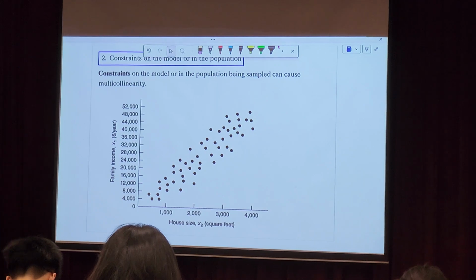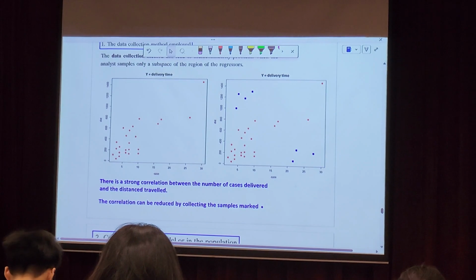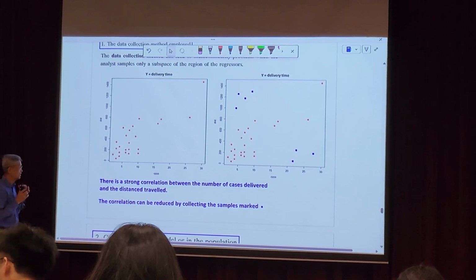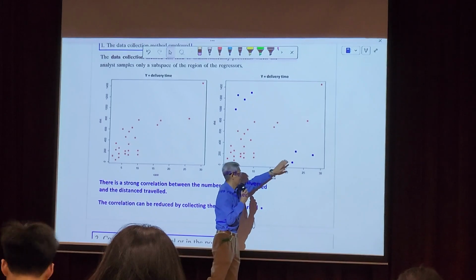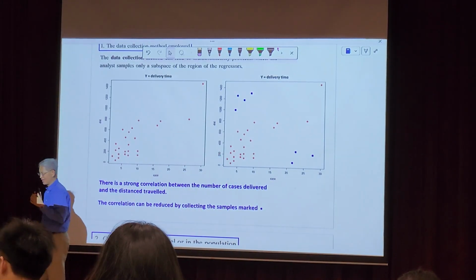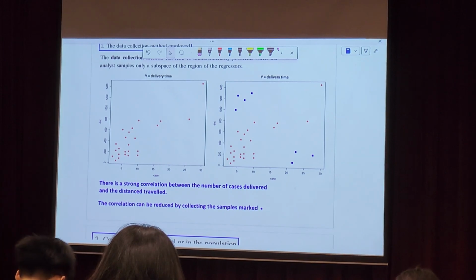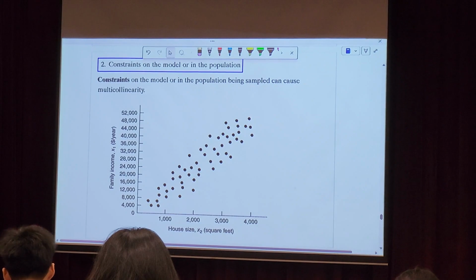And try and break it or reduce the correlation by collecting data here and here. If you can do that, then you have at least solved the problem of multicollinearity for this one.